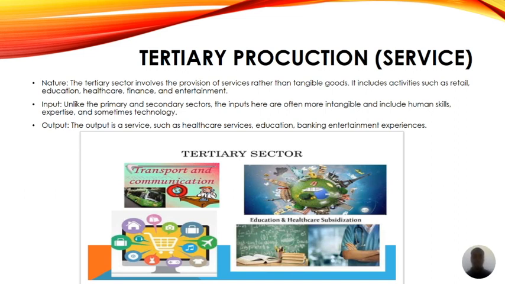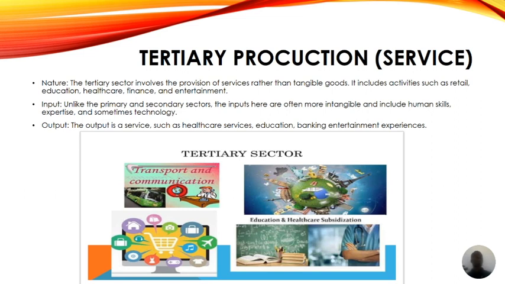It's all about service. So unlike the primary and secondary sector, the inputs here are often more intangible and include human skills, which means you're looking at the expertise that people have to provide. They are much more intangible, and sometimes even technology itself is something that you cannot touch and say that I've touched technology. No. So the output in a service is also something you have to look at, such as healthcare services, education, and banking.